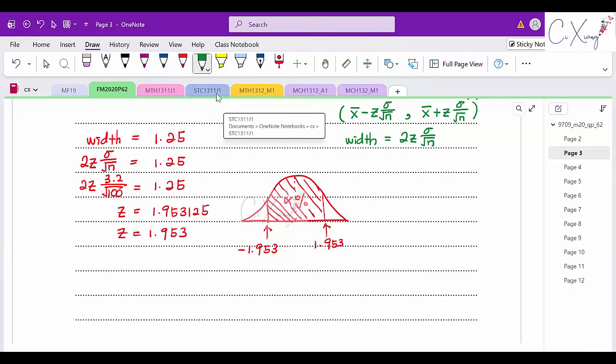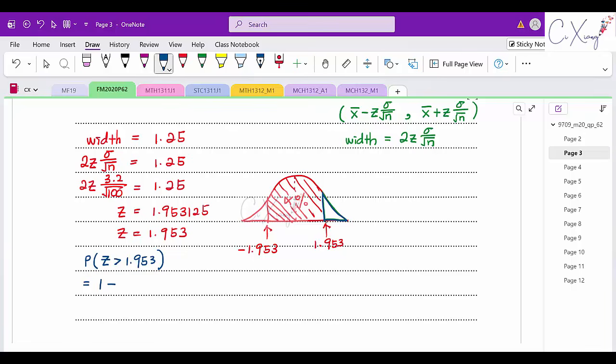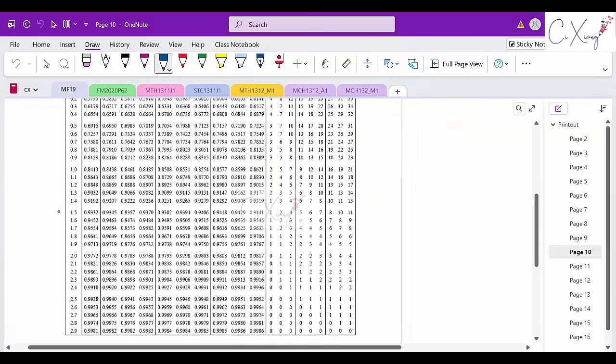For me, I will try to figure out this area first. So what I do here is I want to calculate the probability of Z greater than 1.953. How can I get the area for Z greater than 1.953? I need to take 1 minus the answer that I get from the table for 1.953.